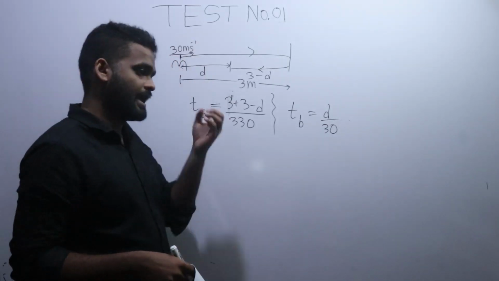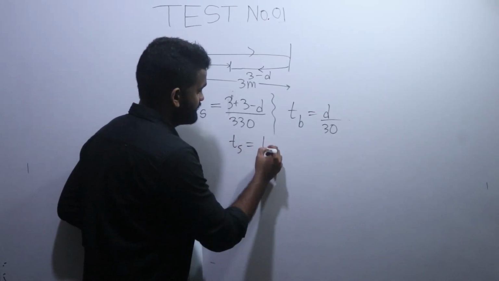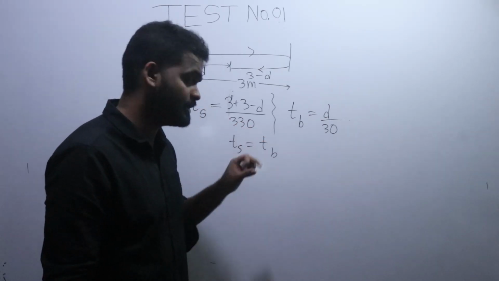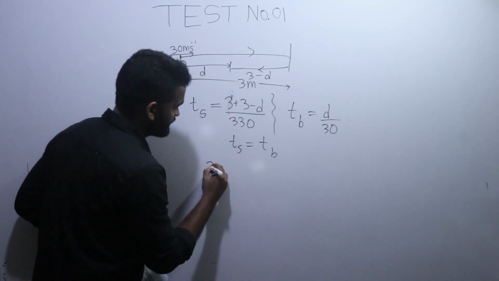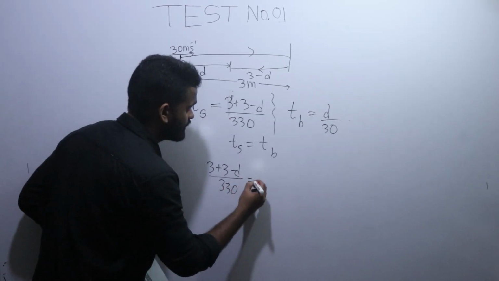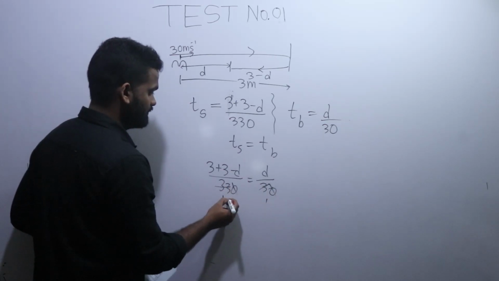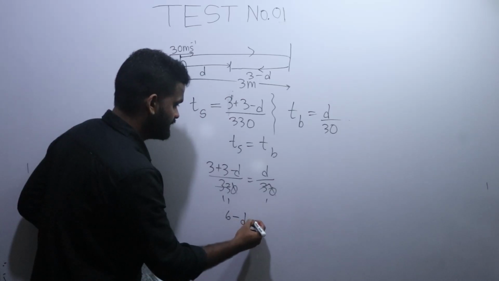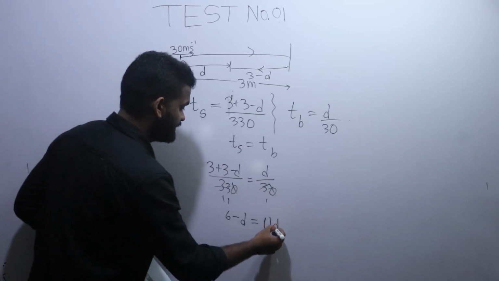Since both cases happen simultaneously, Ts is equal to Tb. So the time spent by the sound is equal to time spent by the bat. So you just have to substitute these values. Tb, that is d over 30, equals 6 minus d over 330. Simplifying by 30, that is d equals 6 minus d over 11. I'm cross multiplying, 11d equals 6 minus d.